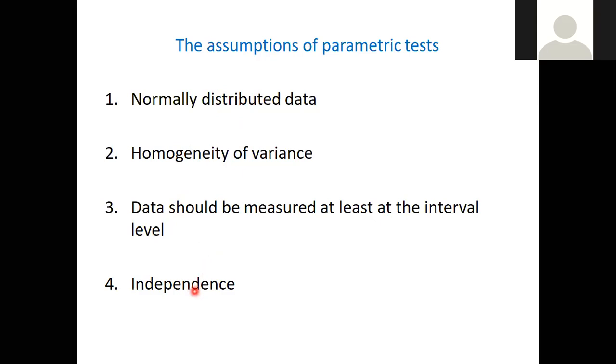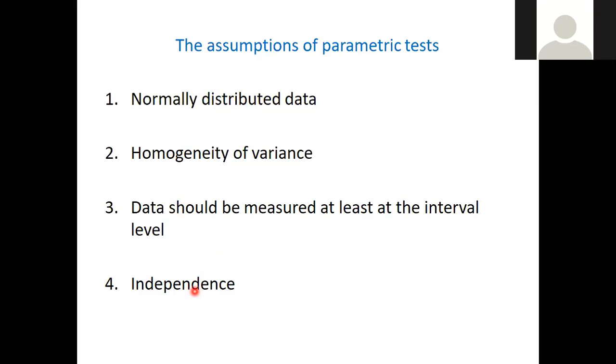It can be evaluated if nothing will happen. Number three and four are usually evaluated, especially number four, but they are least important. They are the least important. Number one, normal distribution. Number two, homogeneity of variance.